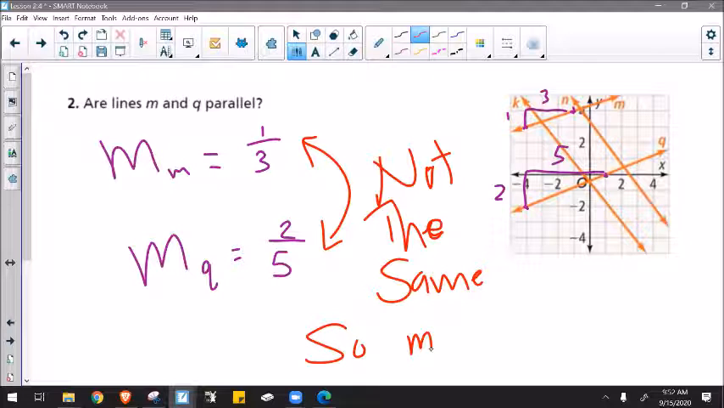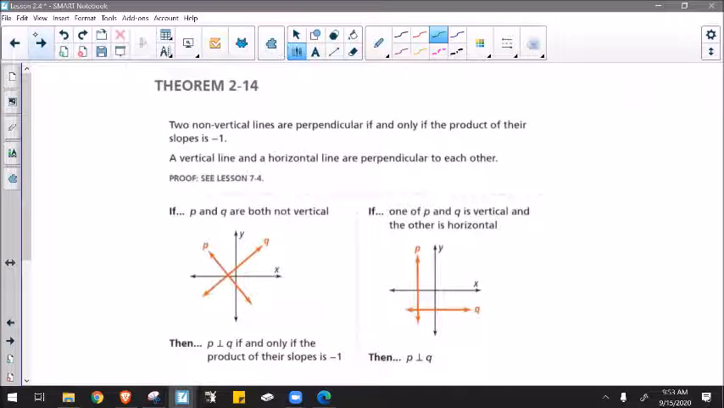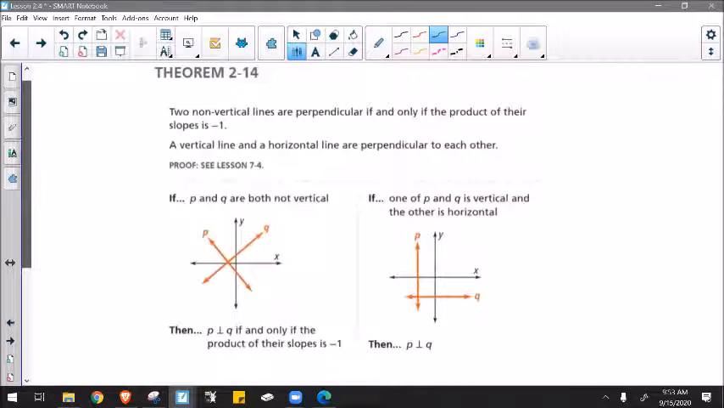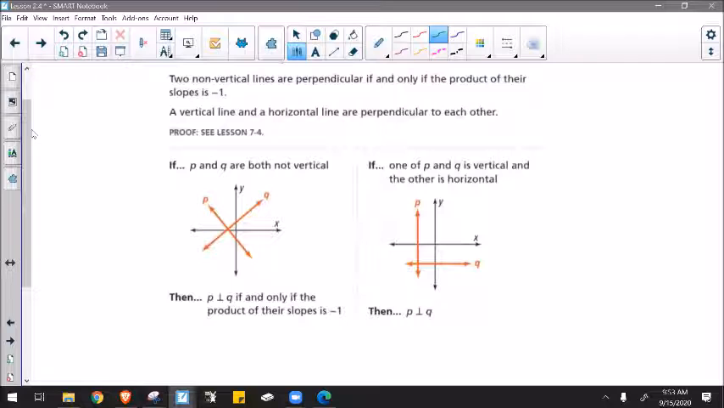So line M and line Q, we say are not parallel. All right, here's another one. We kind of talked about both of these on that first day of school for that algebra review. Perpendicular lines. Now again, don't feel like you need to memorize 2-14. Two non-vertical lines are perpendicular if and only if the product of their slopes is -1.